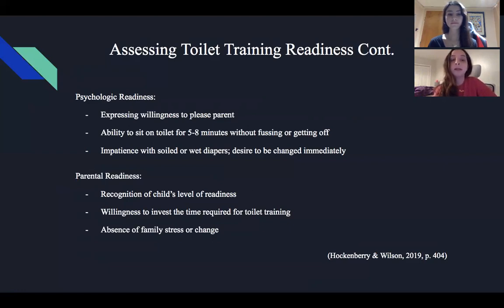And then parental readiness. So the parent will be able to recognize the child's level of readiness. They'll have the willingness to invest the time required for toilet training, and there will be absence of family stress or change, such as divorce or job loss, which can also impact whether the child is being toilet trained or not, because the parent might not have the time to focus on the child directly to teach them how to use the toilet, and focus on other things and other stressors going on in their lives.